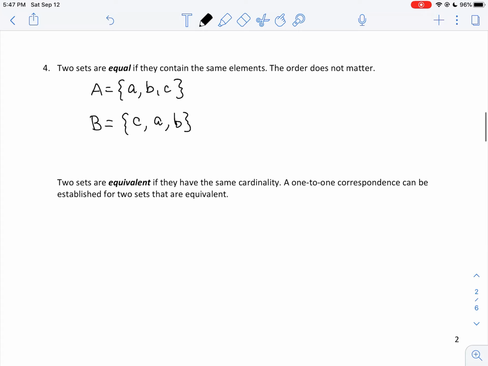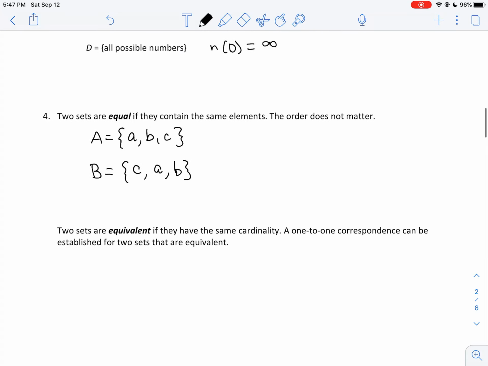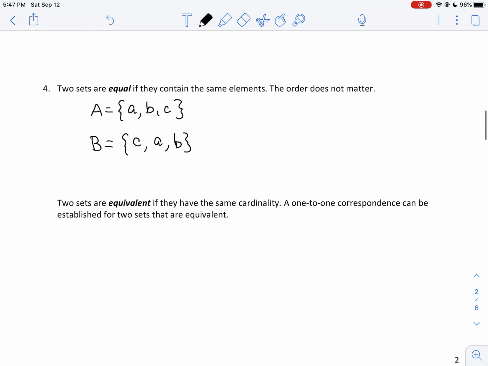There is a funny case with infinity. For the sake of this class, let's just talk about finite cardinality and equivalence. It gets pretty deep when you start talking about whether infinities are equal or not, something beyond the scope of this class. So let's just go with finite cardinalities for equivalence.